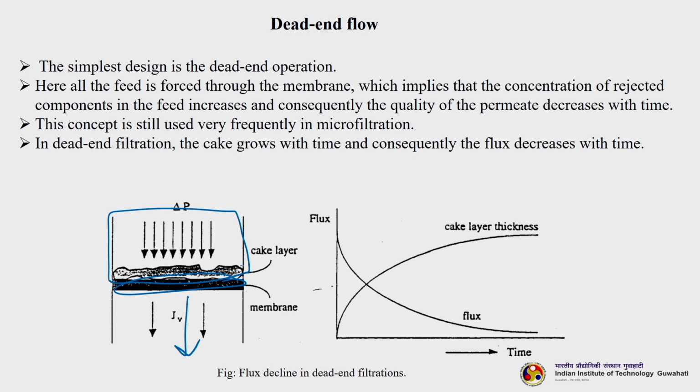The deposition of the cake layer, which is nothing but your concentration polarization layer, is very fast, and the flux decline is also very fast. So, you can see how the flux is declining here with respect to time, as well as the thickness of the cake layer that is enhanced, and both are happening simultaneously at a very fast rate.